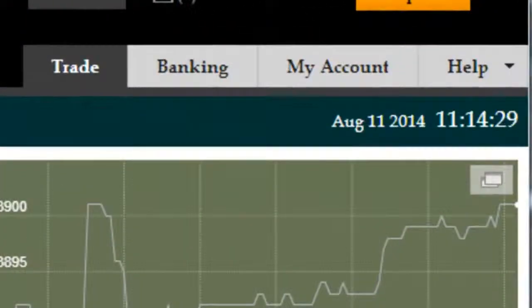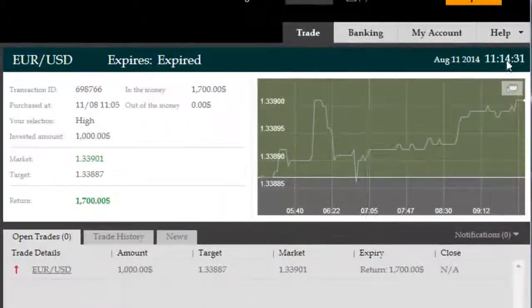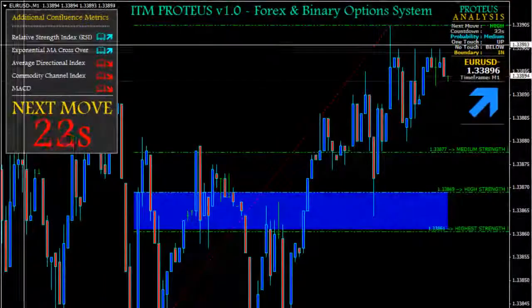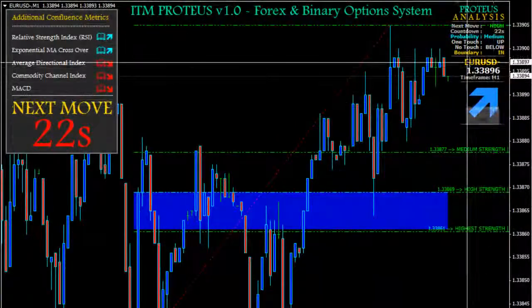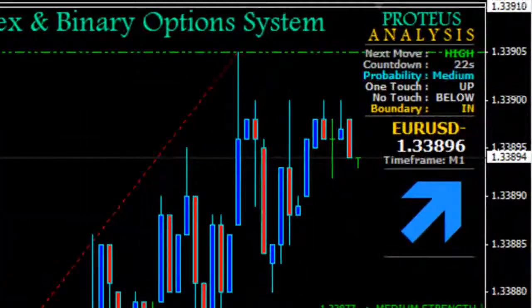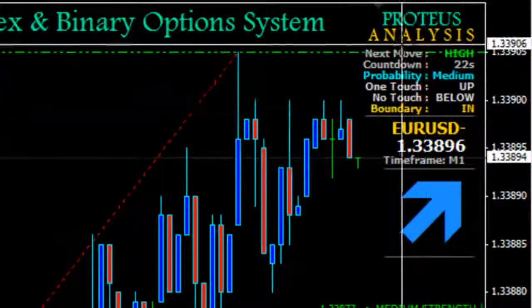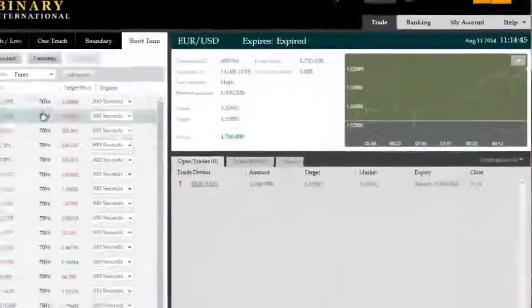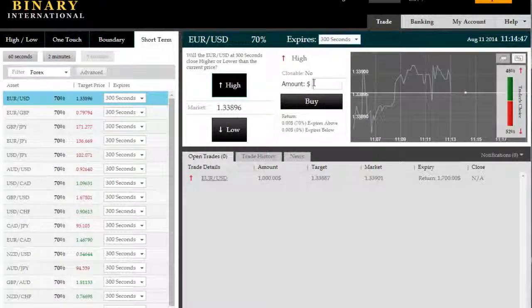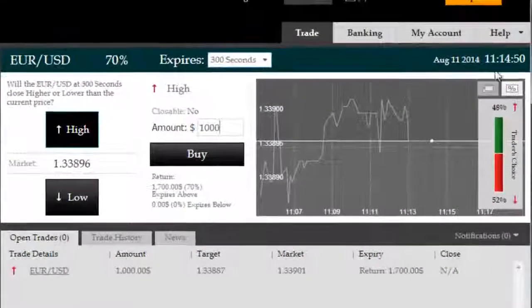Okay, so we waited one whole 5-minute interval. It's currently 4 minutes in, and we're a few seconds away from our next valid 5-minute interval to take another trade. Let's see what Proteus is saying. We're looking at a medium probability trade that is projected by Proteus to be a high move, meaning we're going to be executing a 5-minute high on the Euro USD with, again, a $1,000 fixed investment.